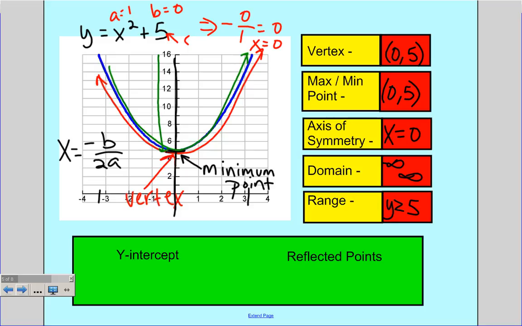Now, this equation also has a y-intercept. You can see it there. It's 0, 5. You'll see on the next two that we do that it doesn't have to be the same as a vertex. But then the last thing, we have reflected points. Now, I want you to notice that here's our axis of symmetry at 0. If we follow that out, that's 1, 2 points here. It's 1, 2 points there. They reflect each other. So if you know this point and this point and this point and on, you can also know these points over here. So we have reflected points. You're always going to have reflected points.